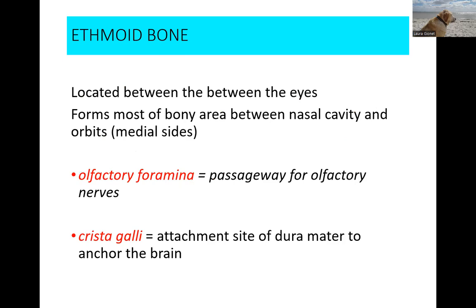The ethmoid bone is located between the eyes. It forms part of your nasal cavity and forms part of each of the orbits of your eyes. There are two features to identify: the olfactory foramina, which function as a passageway for the olfactory nerves, and the crista galli, that functions as the attachment site of the dura mater to anchor the brain.